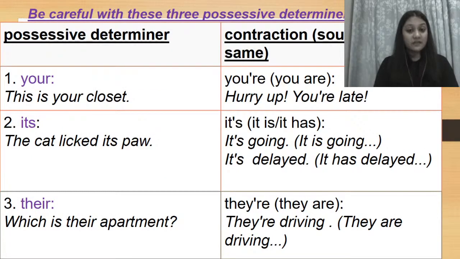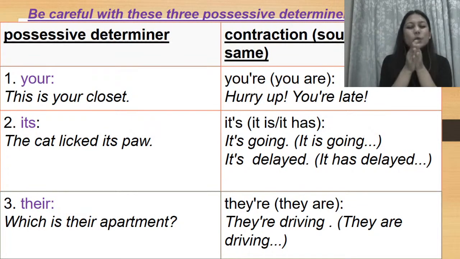Now, be careful with these three possessive determiners. So when it comes to these three, and they are your, its, and their, okay? These three, we have to be very clear, okay? Because they have contractions.